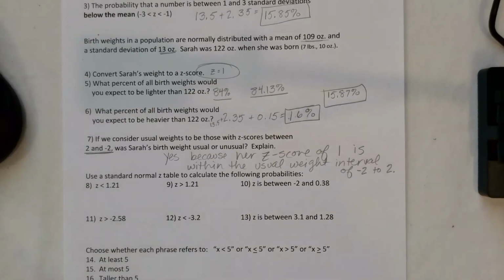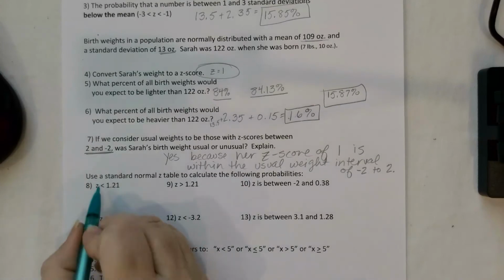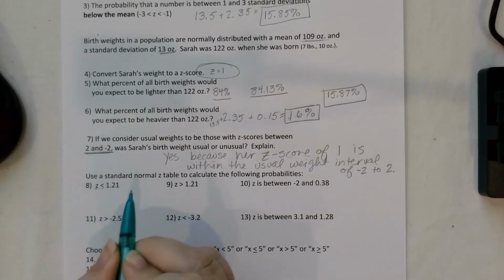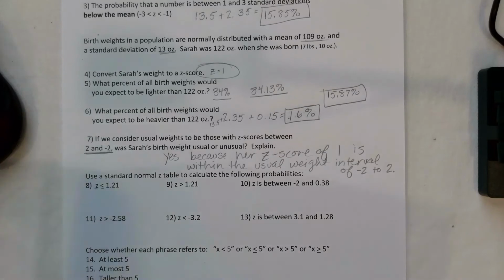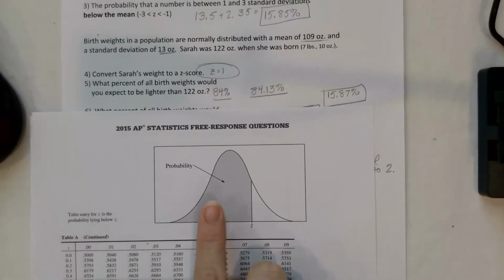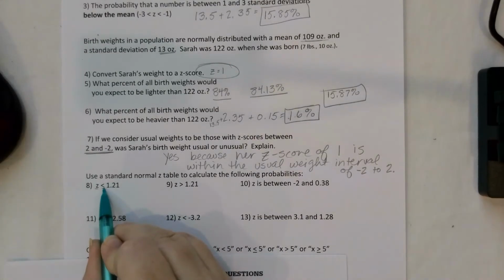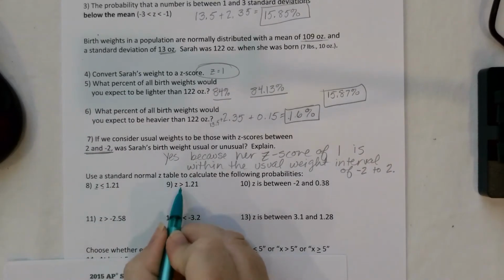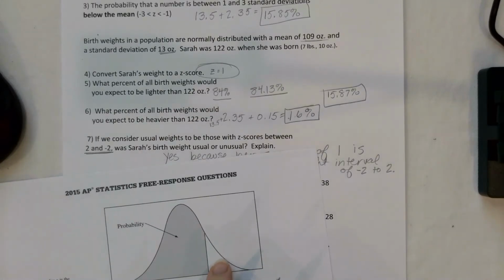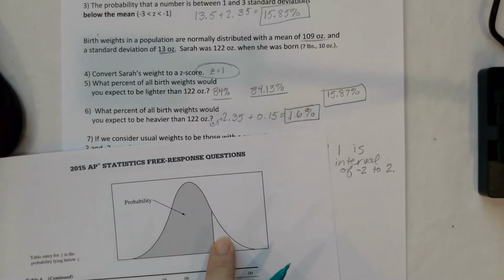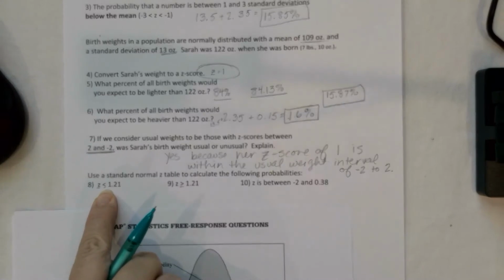All right, I had some people ask me questions about 8 through 13 that they were stuck on. And you're going to kick yourself when you see how easy it is. It says, use a standard normal table to calculate the following probabilities. I want to know when z is less than 1.21. Remember, your graph or your numbers off your chart always give you less than. So if it's less than, I just take it straight off the chart. If it's greater than, that's when it's asking for this side, and I have to do 100% minus what I get off the chart.